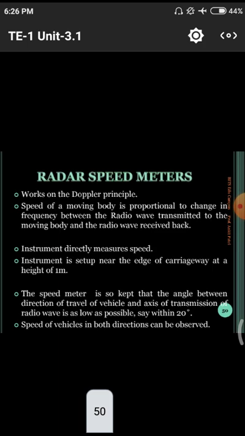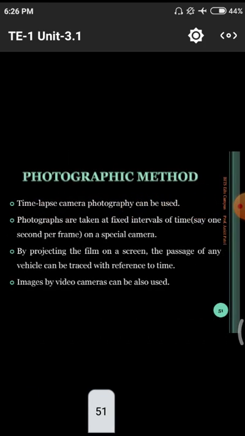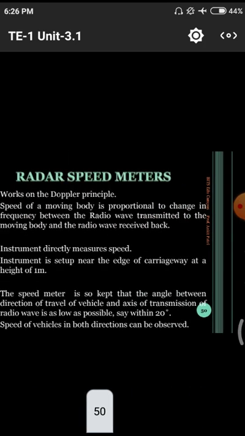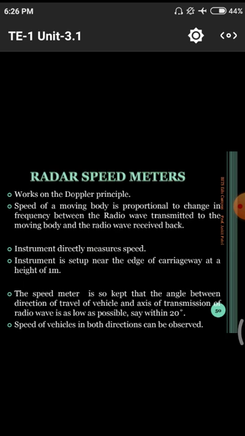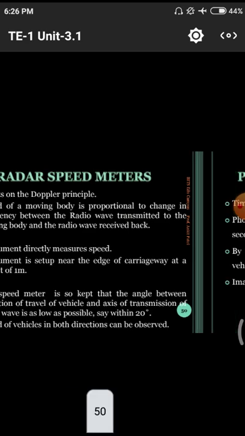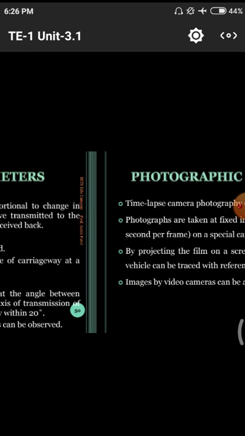And next we have the radar speed meter. That means by using simple radio waves, whenever a vehicle is moving on a particular road, these radio waves travel and come back, and they give the direct reading of how much speed the vehicle was maintaining. This is totally a physical principle, that is, the transmission of waves.